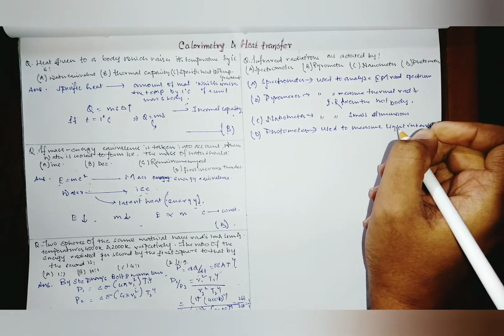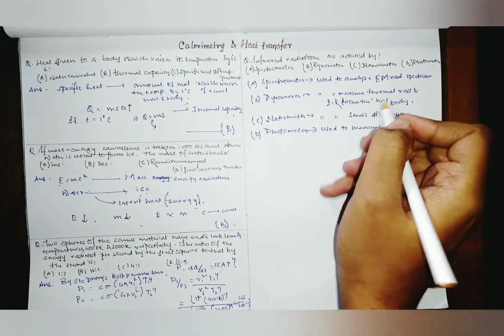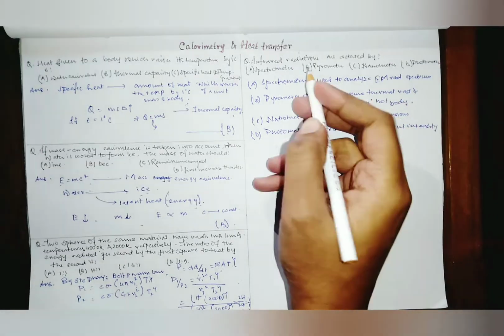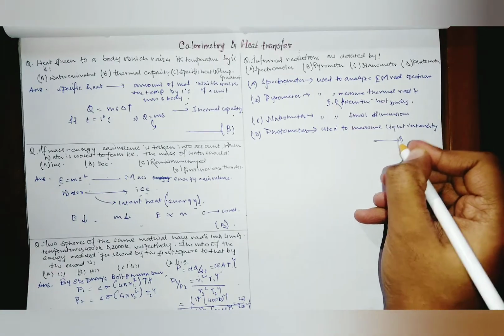So I think I have made it very clear. So which is the right answer? It is B. Pyrometer is used to measure the thermal radiation and infrared radiation from the hot body. So the right answer is option B, pyrometer. Thank you.